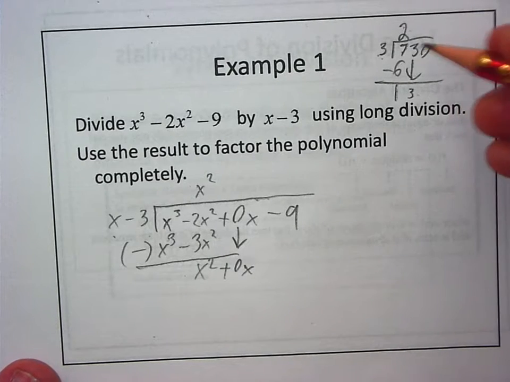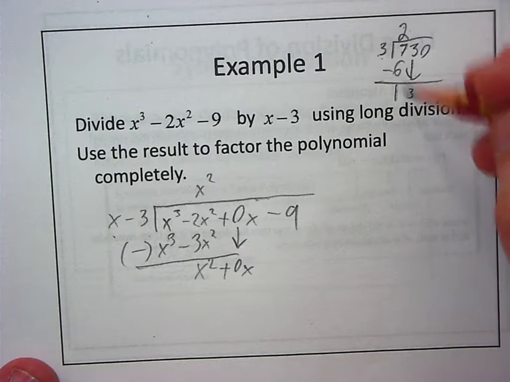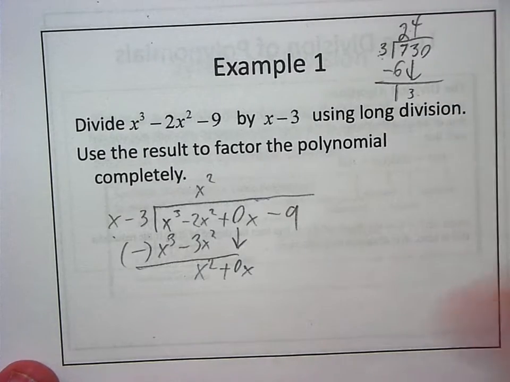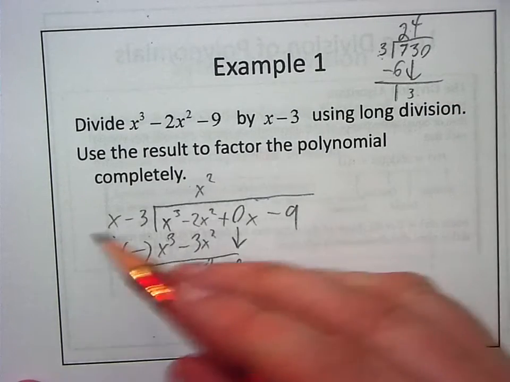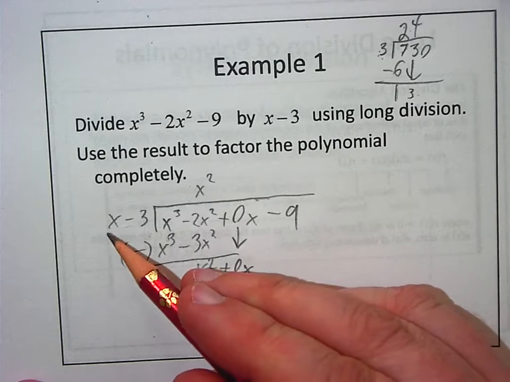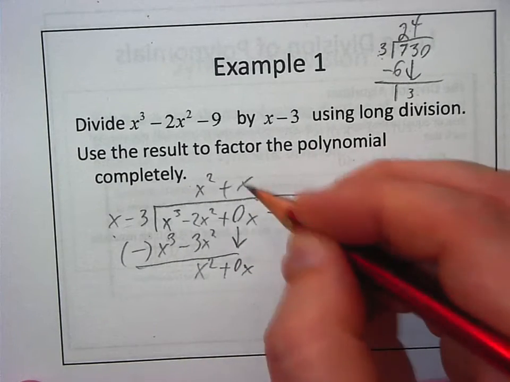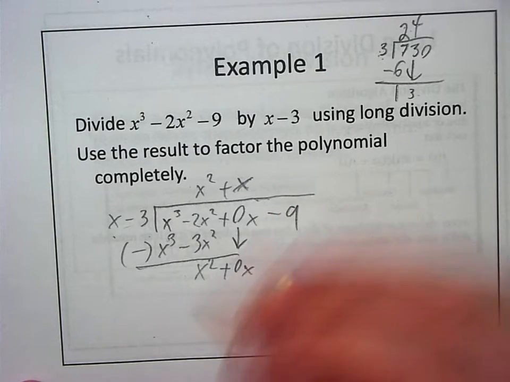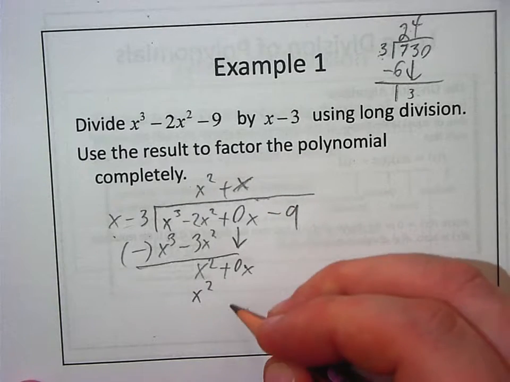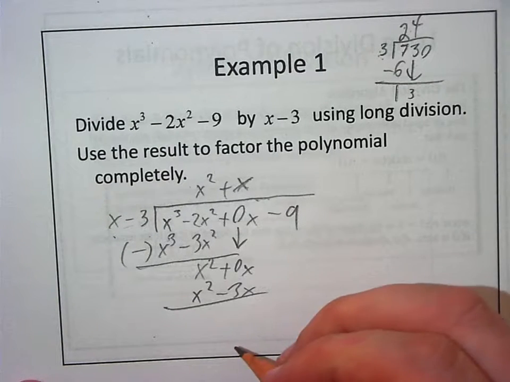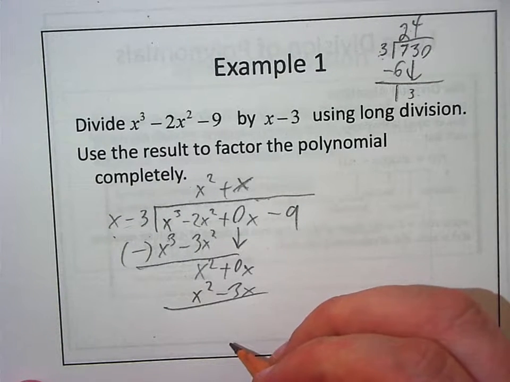Now, I'm no longer looking at the 730 up here. I'm now looking at the 13. 3 times what comes close to 13? 4. I'm going to do the same process down here. X minus 3, the x times what comes close to x squared? Just plus x. When I multiply that, that's going to give me x squared minus 3x. Yep. Then what? Subtract.